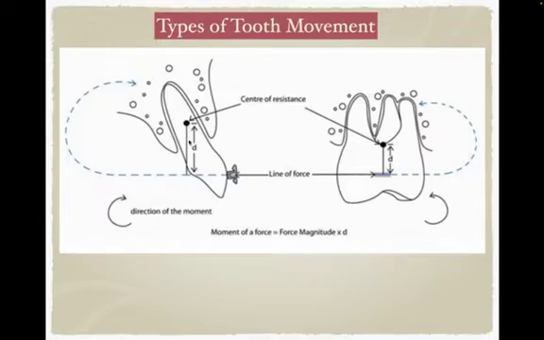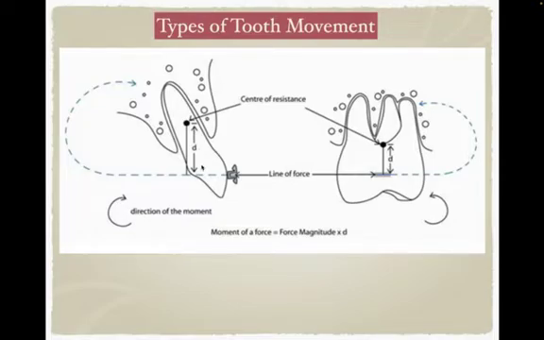If you apply the force away from the center of resistance, that will result in a rotational movement. The tooth will rotate in this direction. We call this direction of rotation the moment. And this is the direction of the moment. This is the direction of the rotation. And simply, we can't apply the force to the center of resistance. We have to apply the force away from the center of resistance.